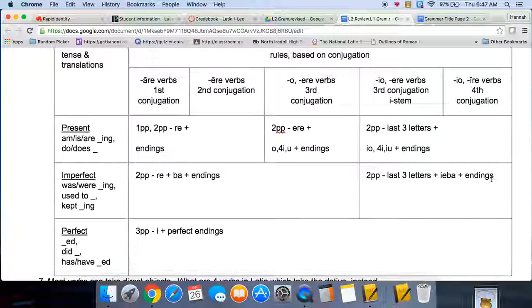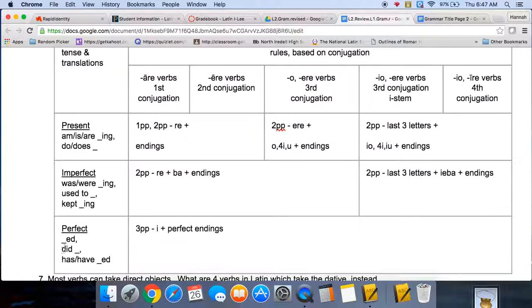And then the easiest tense of all to form is going to be the perfect tense. The perfect tense is going to have 2 changes. One change is a different root word. You're not going to use the 2 pp to make the perfect tense. And the other thing that you're going to have to recognize will be a new set of endings. The present and imperfect use most, must, isn't. The perfect tense is going to use the I, isti, it.